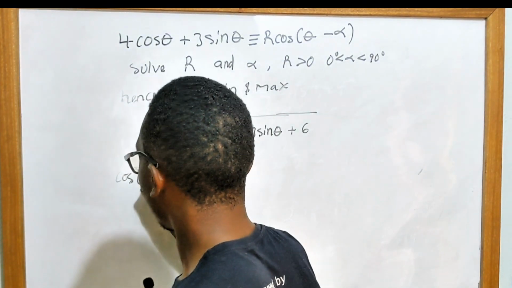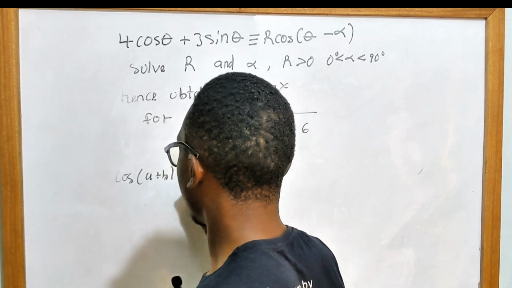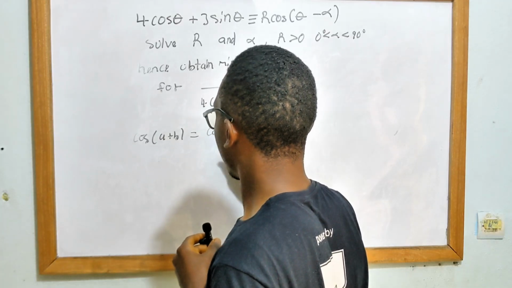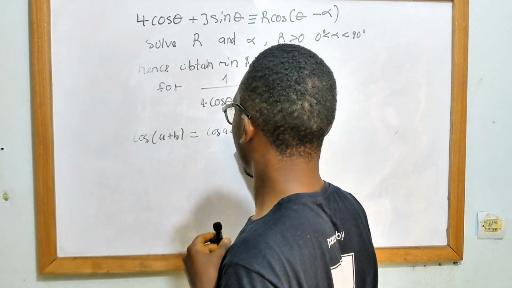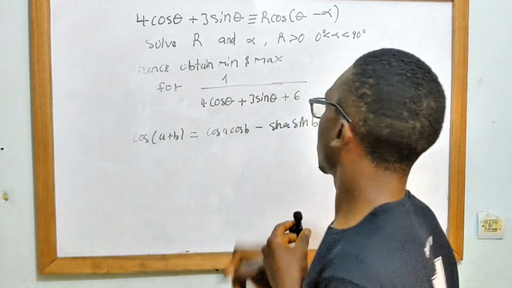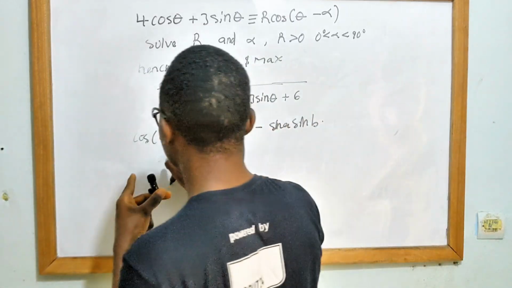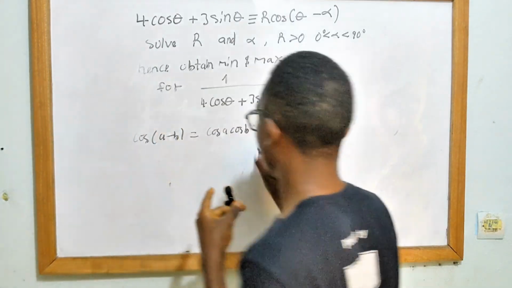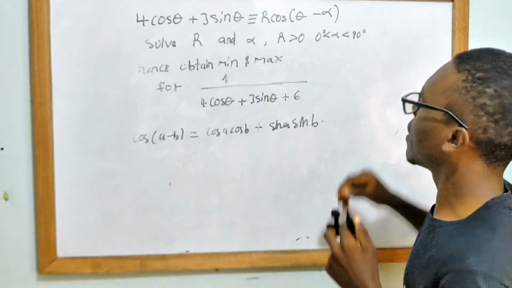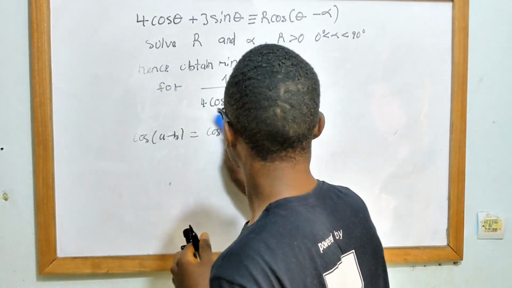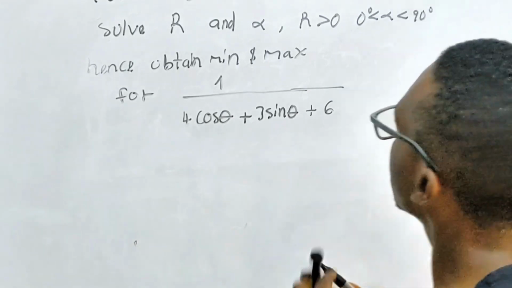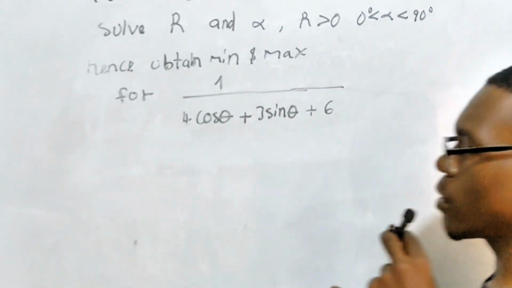Cos(A plus B) is equal to cos A cos B minus sin A sin B. In case you have a negative here, I'm going to put a plus here. Hope you know about that. We are going to apply it up here.